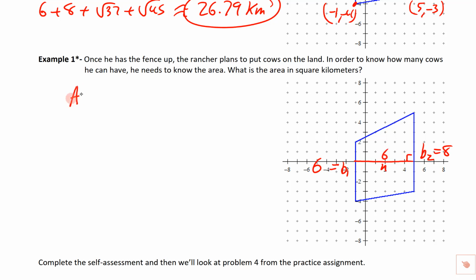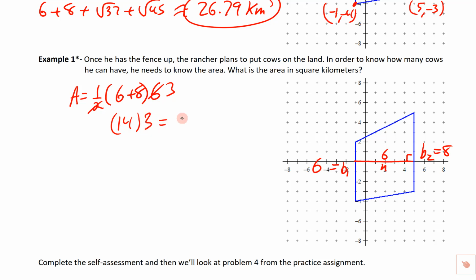So the formula for the area is 1/2 of B1 plus B2, so that's going to be 6 plus 8, and then times whatever the height is, 6. Now, before you reach for a calculator, let's think about this. I could cancel the 2 with the 6, and that becomes a 3. So this becomes 6 plus 8 is 14 times 3.